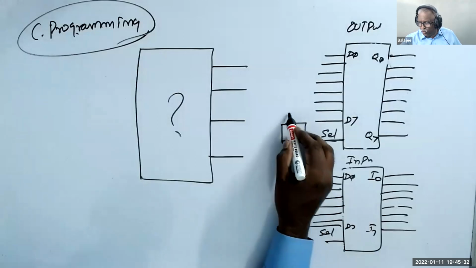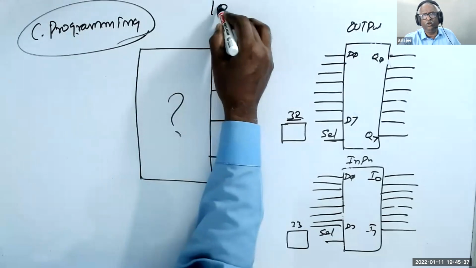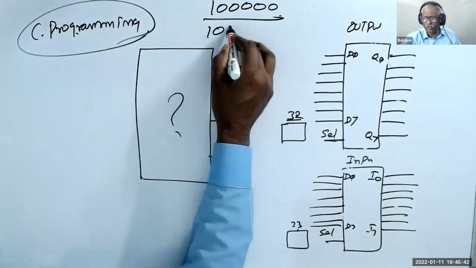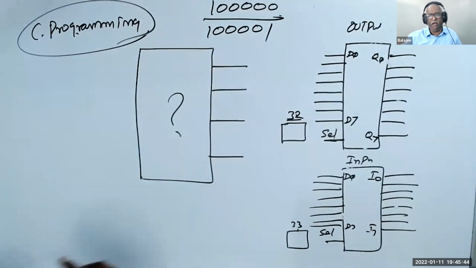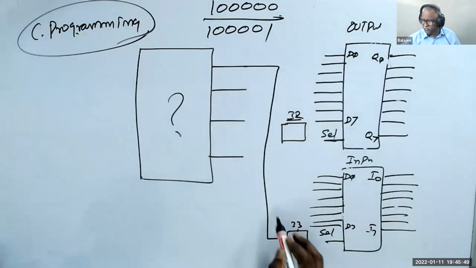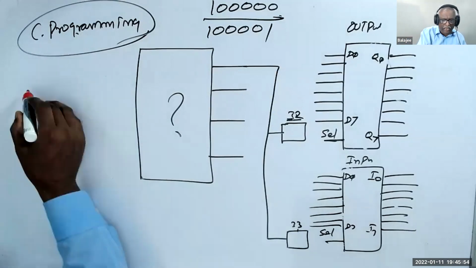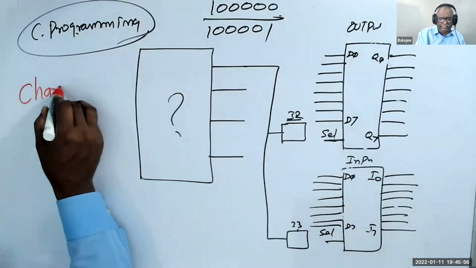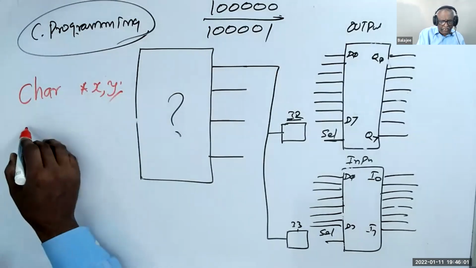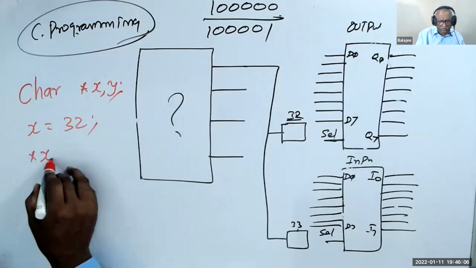Okay. Now I have two logics here. This guy name is 32. This guy name is 33. That means 32 means 100000, and 33 means 100001. Everything is binary. I'm writing that just for you. Now these address pins are connected here. Understand? Now if I write a program, char *X and Y, and if I put X is equal to 32, *X is equal to 1.